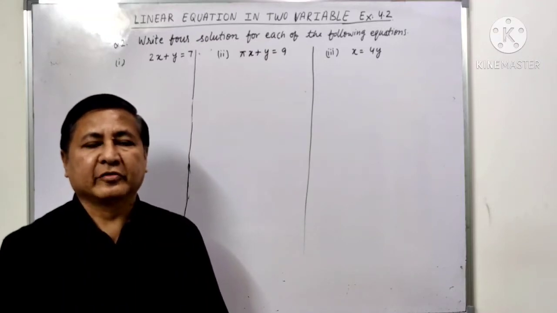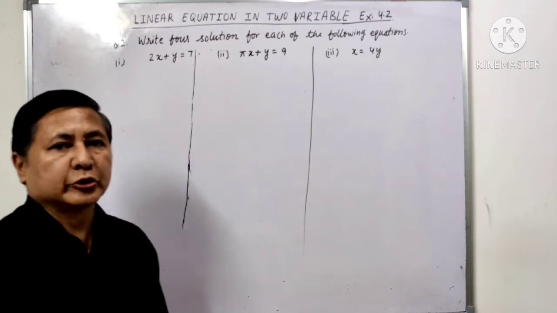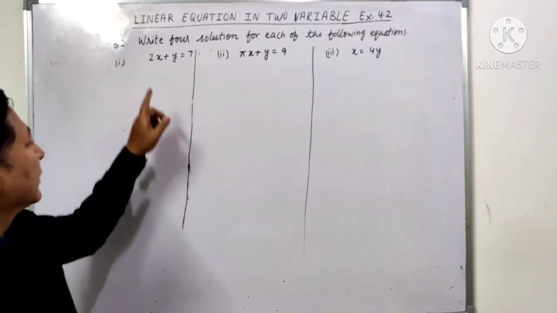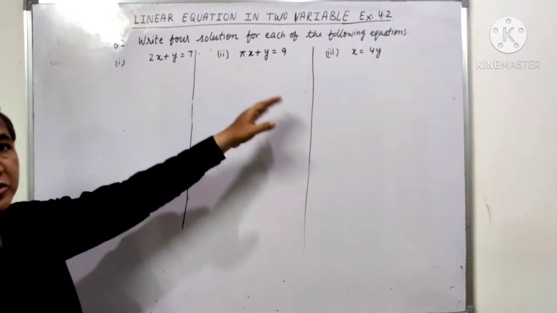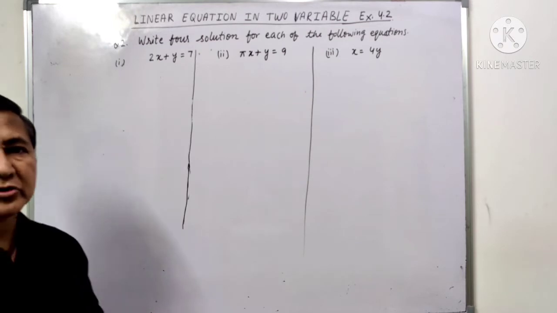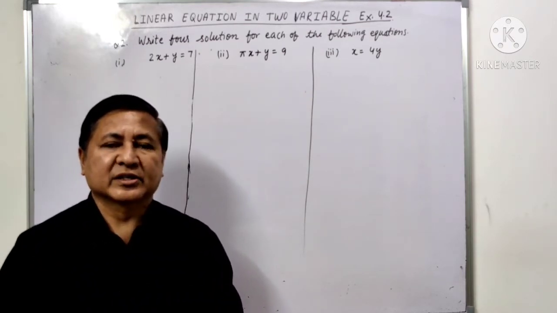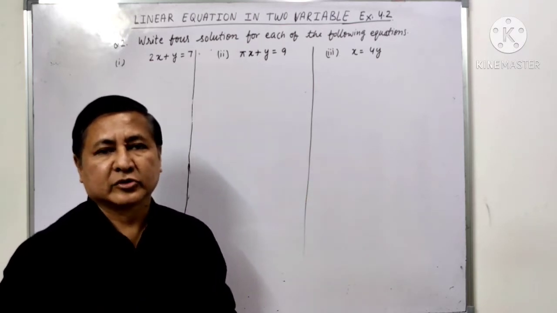Hello students, today we are going to solve the question from exercise 4.2 from the chapter Linear Equations in Two Variables. Write four solutions for each of the following equations. These are the three linear equations given. Before we do this question, we know that a linear equation has infinite number of solutions, and out of that we have to find the four solutions.